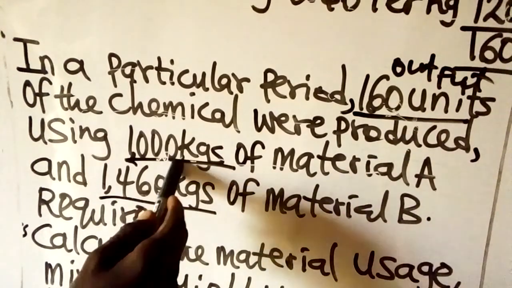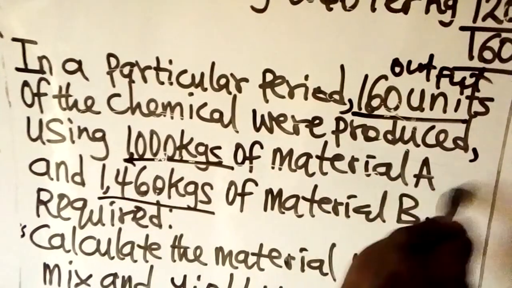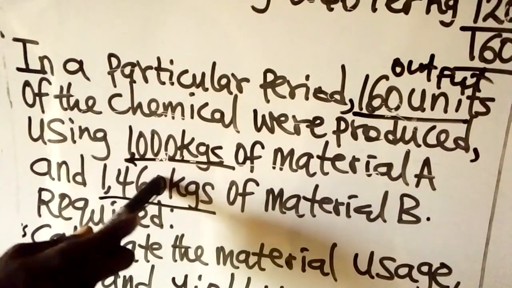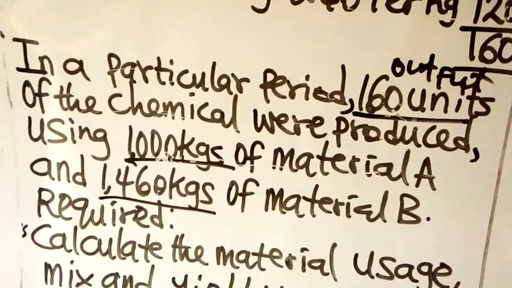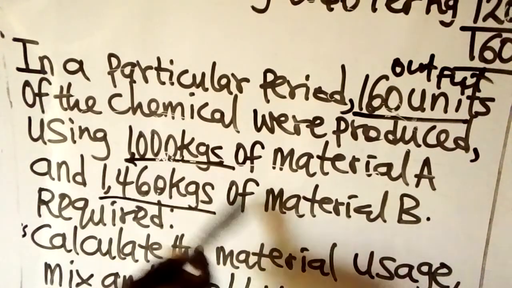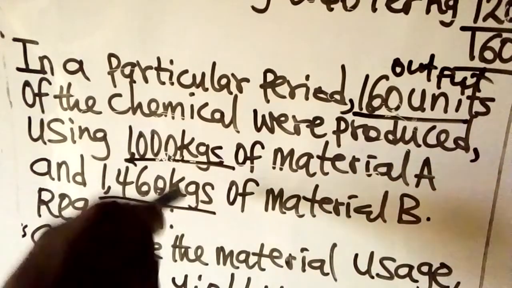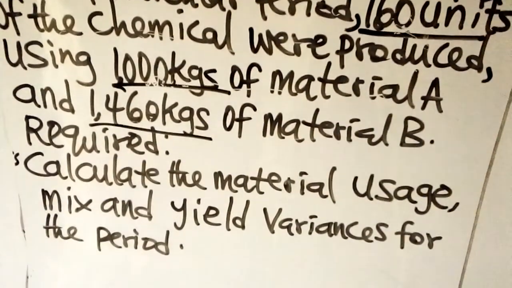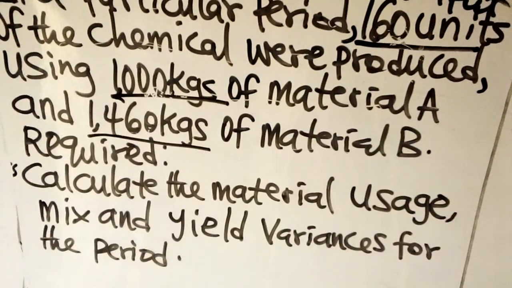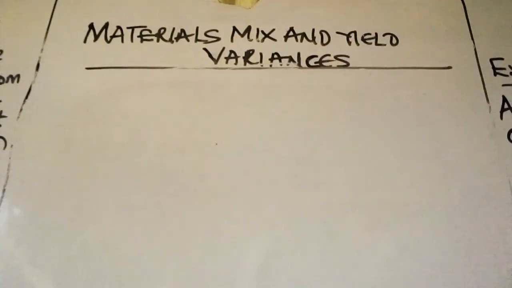Using 1,000 kgs of material A. This is the actual input of material A. And 1,460 kgs of material B. This is the actual input of material B required. Calculate the material usage, mix, and yield variances for the period. You want to compute the usage, mix, and yield variances for the period.